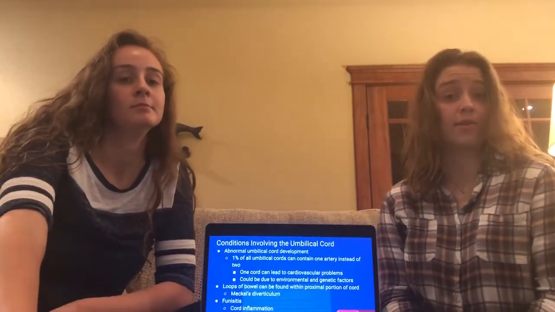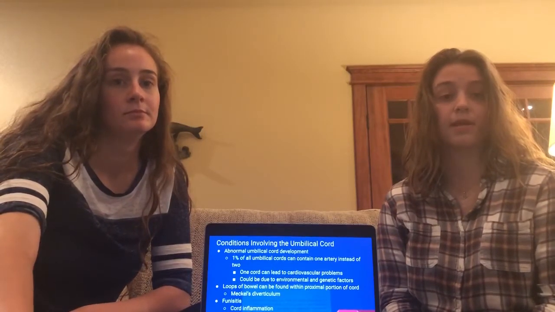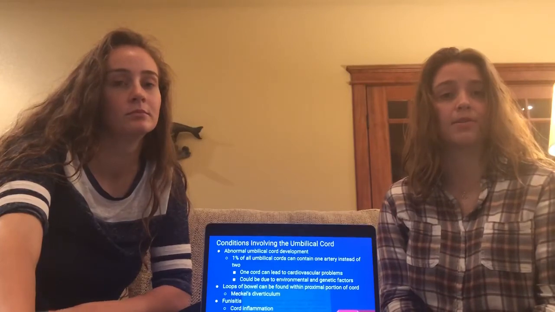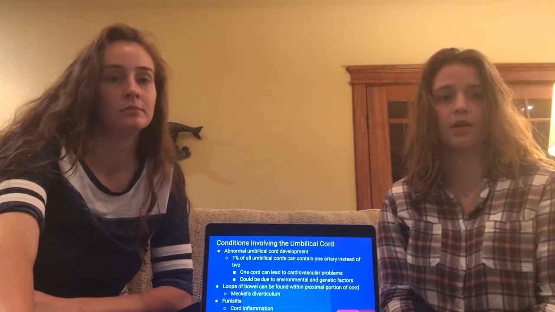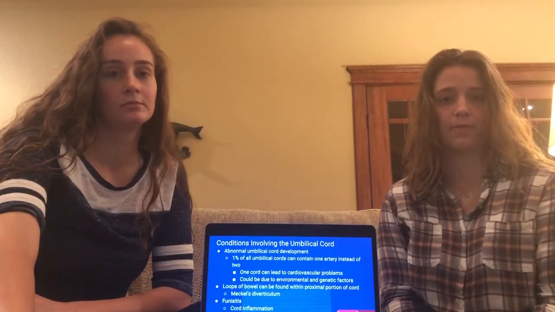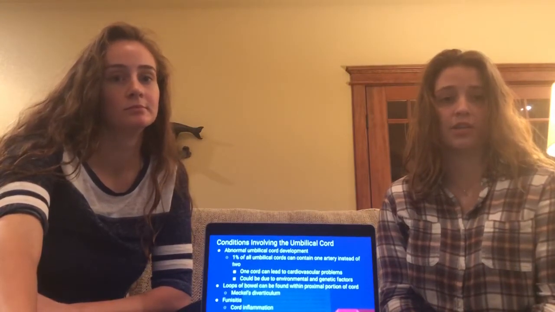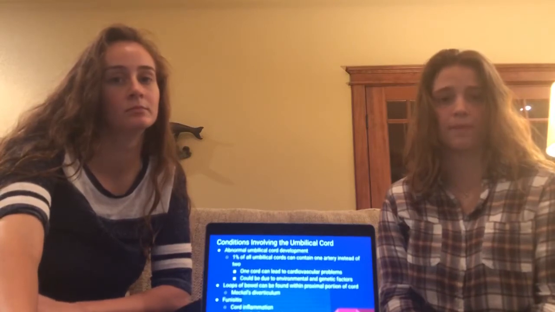It is important to know that there are conditions involving the umbilical cord. To begin with, the umbilical cord can develop abnormally. This happens to approximately 1% of all fetuses in the womb, in which one artery develops instead of two. Having only one artery can lead to cardiovascular problems. In order for efficient exchange of waste and nutrients, two arteries should be present in the umbilical cord.